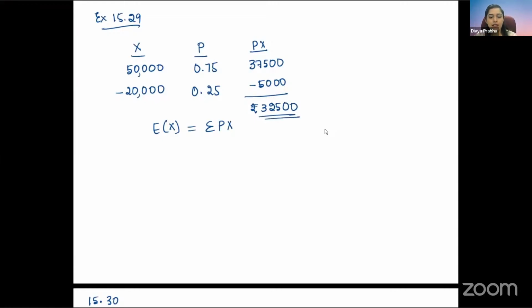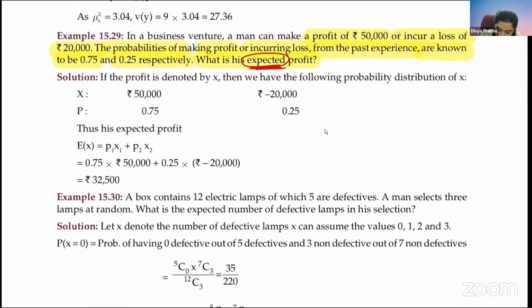That's all. Got it? Very, very simple question. What is important is you interpreting that this particular question is based on what concept. Like I told you, when you see expectation, expected profit, etc., they are asking you expected value of X. E of X is nothing but summation P into X, which means you will have X values and P values. That's it. Clear?